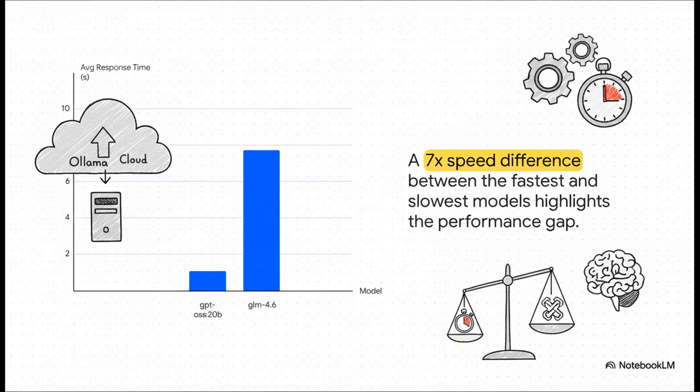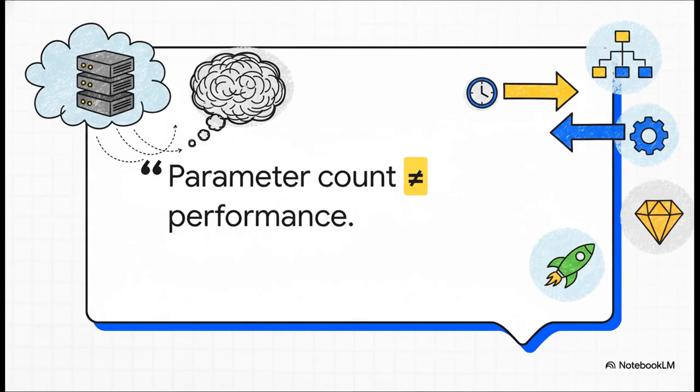You've got the fastest model clocking in at just over a second. Then you've got the slowest, GLM 4.6, taking over 7.5 seconds on average. That's a 7x difference in speed. For any app where latency is a factor, that is an absolute eternity. So this brings us to the most important thing, the one single takeaway from all this data.